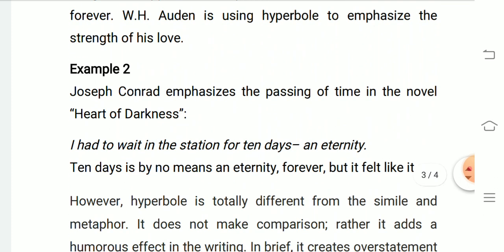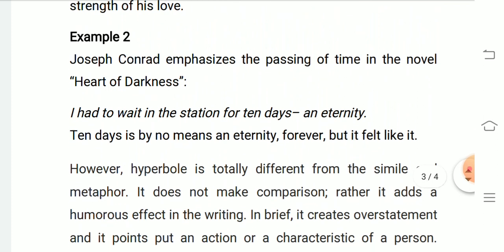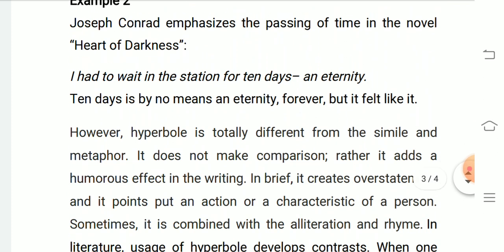In the second example, Joseph Conrad emphasizes the passing of time in the novel Heart of Darkness. "I had to wait in the station for 10 days, an eternity." It seems to be an eternity. 10 days is by no means an eternity, forever, but it felt like it.